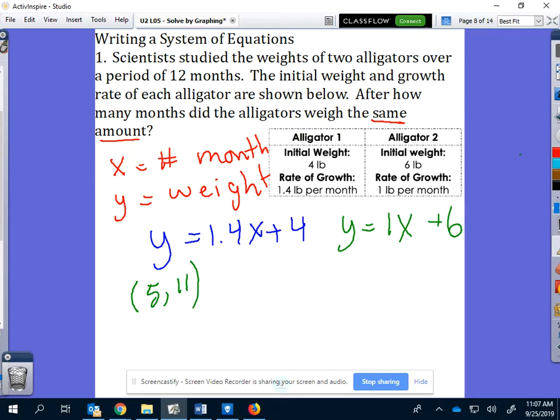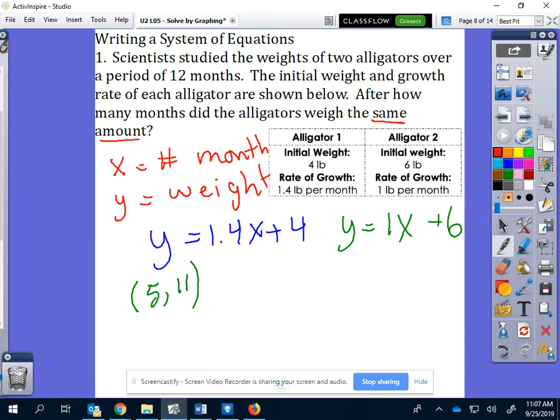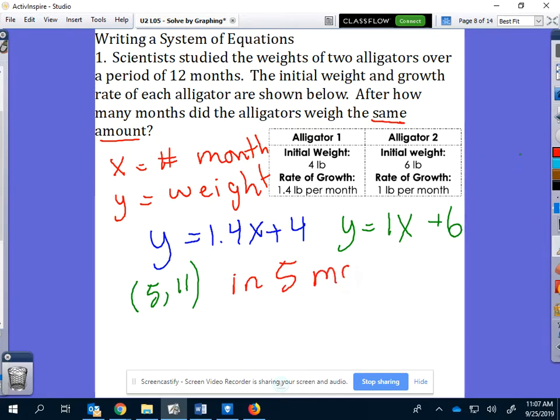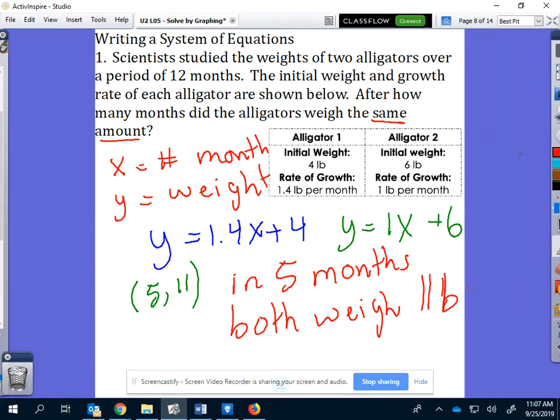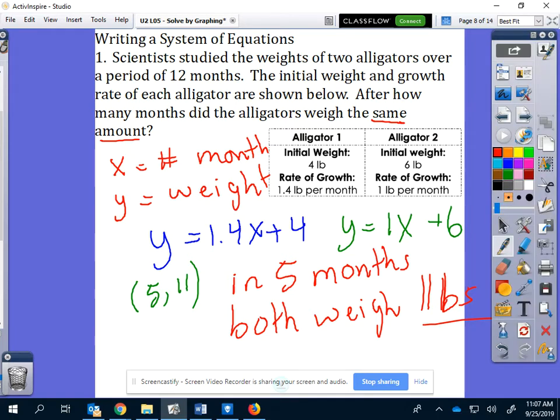But what the heck does that mean? We need to interpret that. So what that means is that in 5 months, because x stands for months, they both weigh how much? They both weigh 11 pounds. That's what our goal was there, to figure out when the two alligators would weigh the same amount. So it takes 5 months for that to happen.